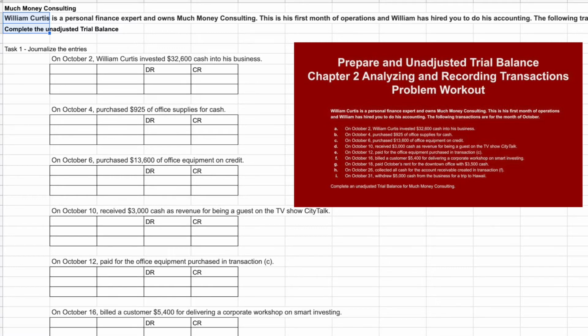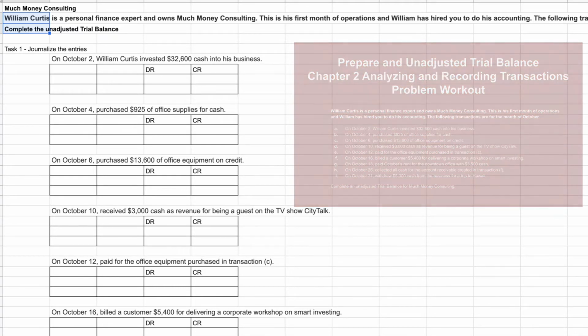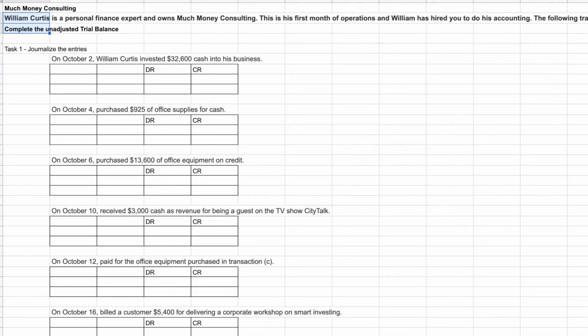In order to get to the unadjusted trial balance, we must know that the very first step we do in accounting is to journalize the entries. What we mean by journalize is to adjust the various accounts, debit and credit them according to what needs to be done. So let's take a look at the first one to get a sense of how to do this. On October 2nd, William Curtis invests $32,600 cash in his business.